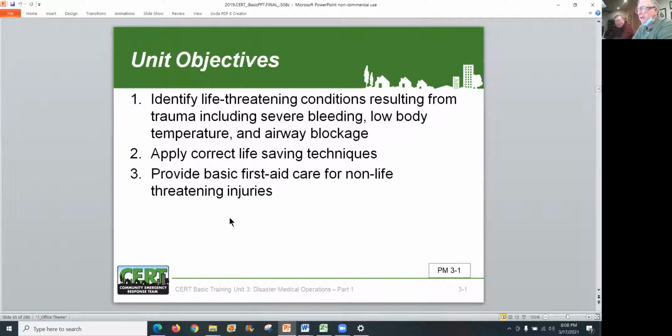Just keep in mind, you know all about 911. I don't have to tell you that. But the purpose of our course, though, is for us to act if the 911 people are not available. And so that's what we're going to be introducing a little bit more today, including severe bleeding.